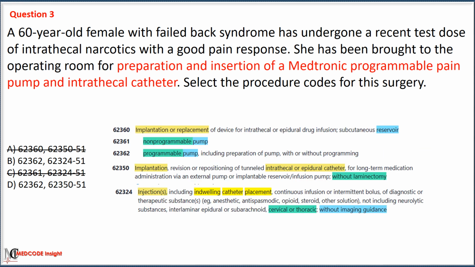In both remaining options, CPT code 62362 is used for the implantation or replacement of a programmable pump. Based on the type of the catheter used in the implantation, we can also eliminate option B with code 62324, which is used for the injection procedure involving the placement of an indwelling catheter. Therefore, the correct option is option D with codes 62362 and 62350 with modifier 51 to indicate that multiple procedures were performed during the same session.